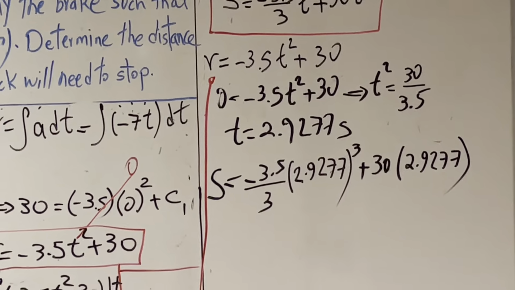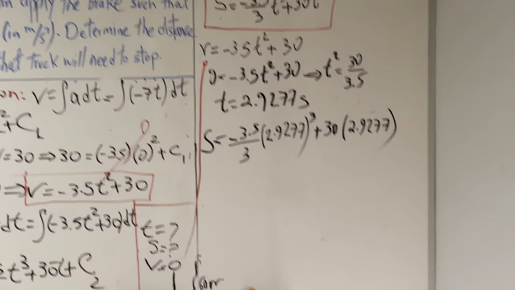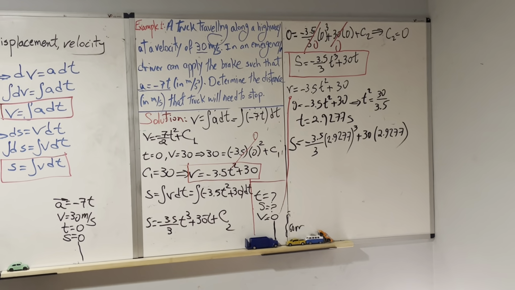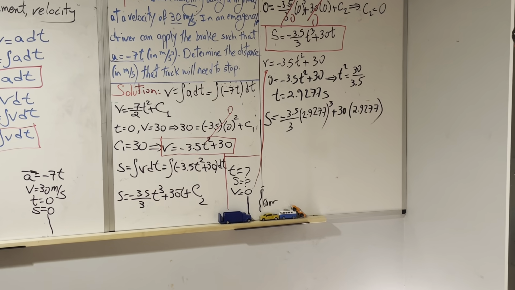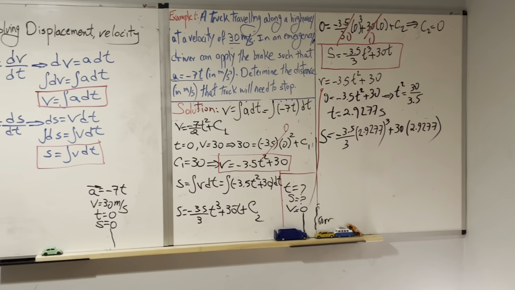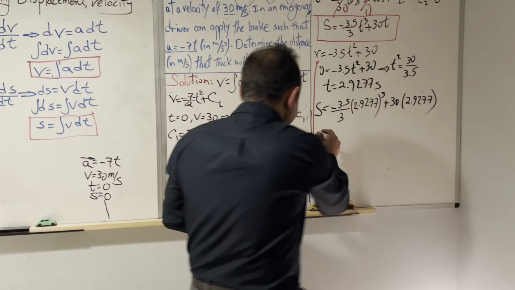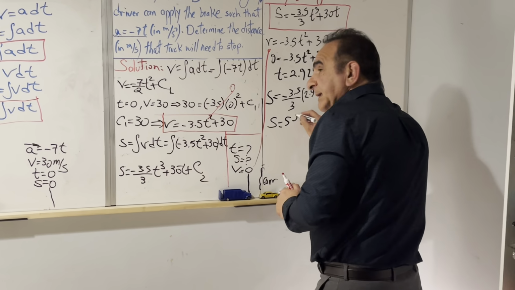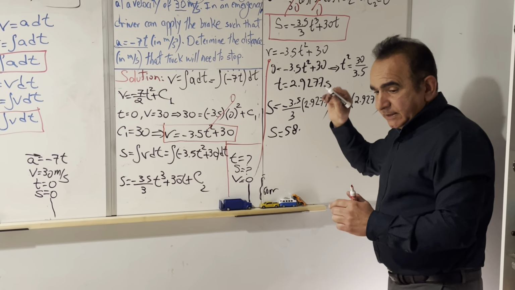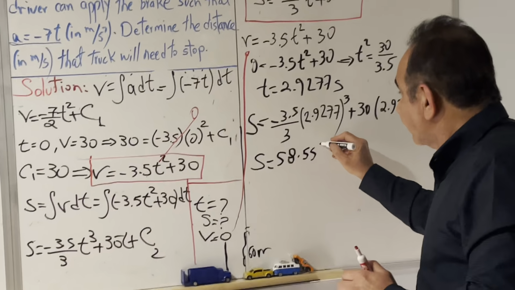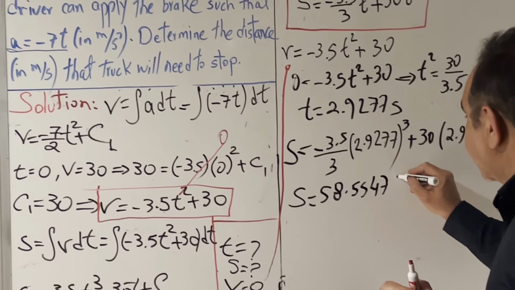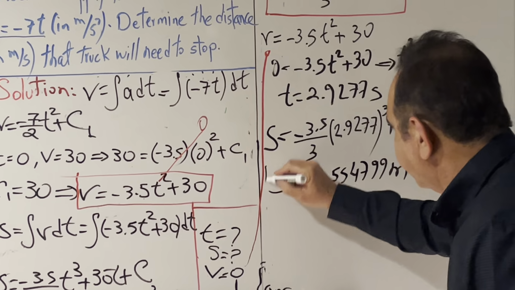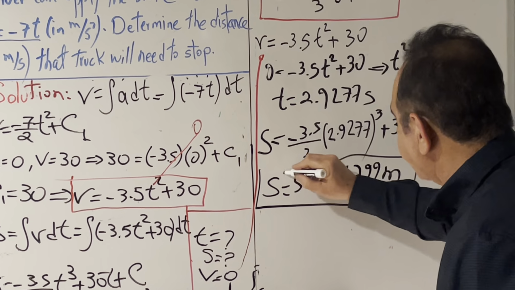Okay, Sarah, would you please use your calculator to find the final distance? Yes, fantastic. The final distance is 58.55479 meters. Fantastic. So we have this answer here.